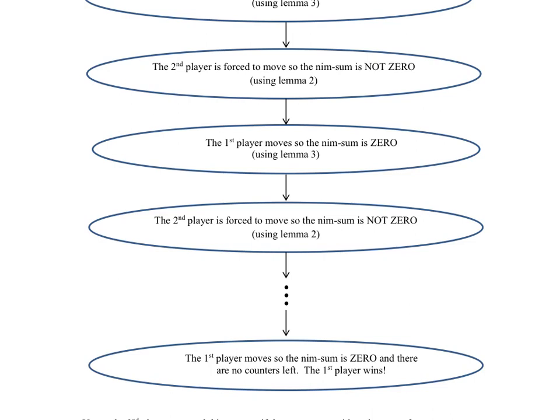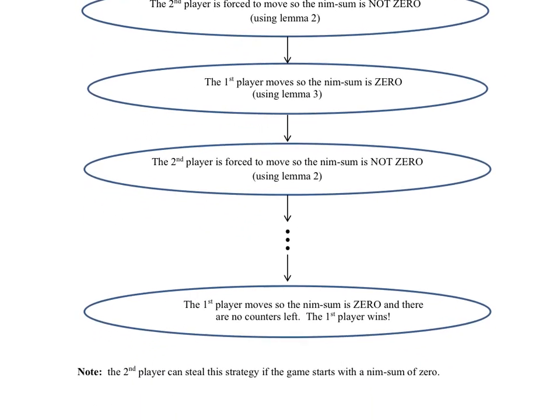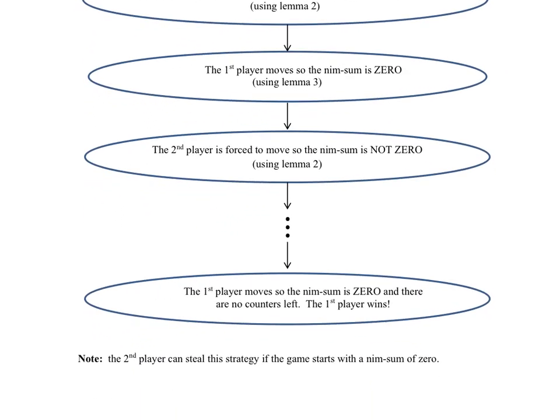So this doesn't mean that the first player always wins these style of games. The second player, of course, can steal this strategy if the game starts with a nim sum of 0. Then it would be the first player that would be forced to move away from 0, and the second player can take over the winning strategy. So that's where the if and only if is coming from.